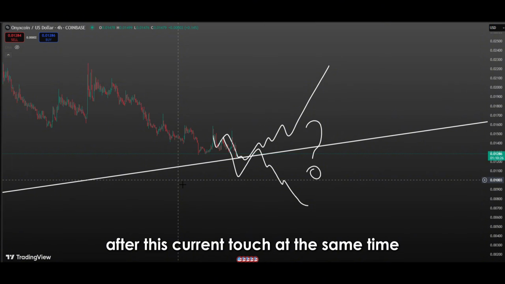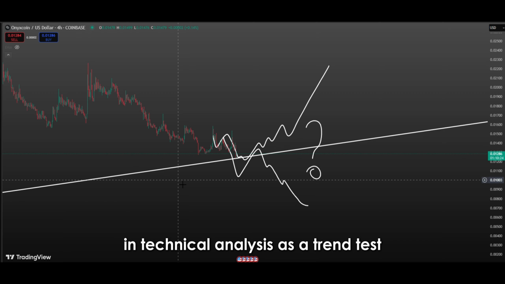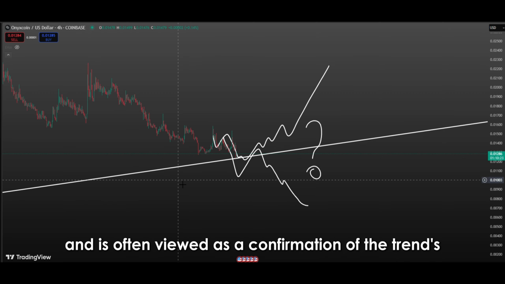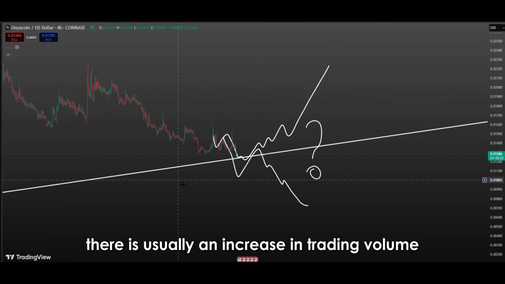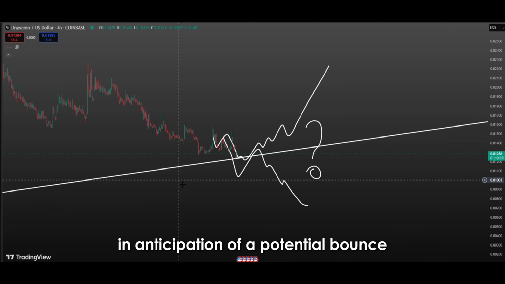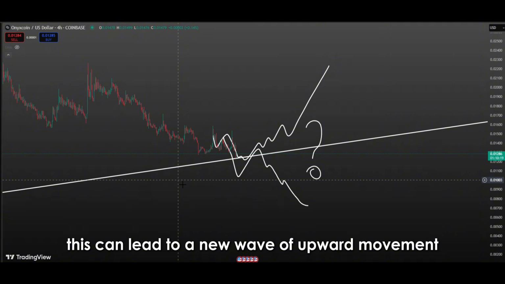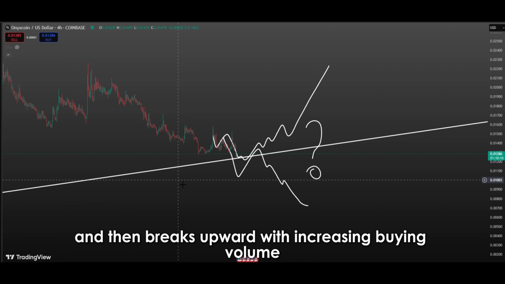At the same time, each touch of such trend lines is referred to in technical analysis as a trend test and is often viewed as a confirmation of the trend's validity. During such trend tests, there is usually an increase in trading volume. Market participants tend to open more positions in anticipation of a potential bounce from this critical support. This can lead to a new wave of upward movement, especially if the price touches the trend line and then breaks upward with increasing buying volume.